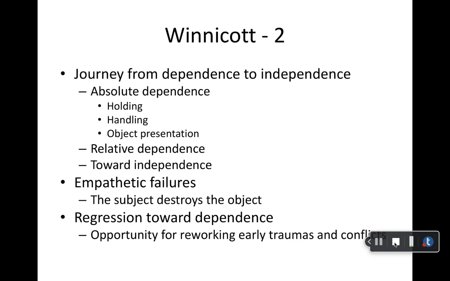The idea is that children are born too separate, too independent, and they need to be brought into the family or the tribe or the clan or the community. They need to develop a sense of relatedness. But here you see the influence of Western culture. The outcome is independence. So Winnicott described this journey in 3 stages: absolute dependence, relative dependence, and toward independence.